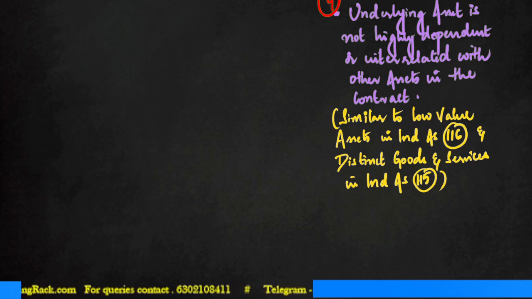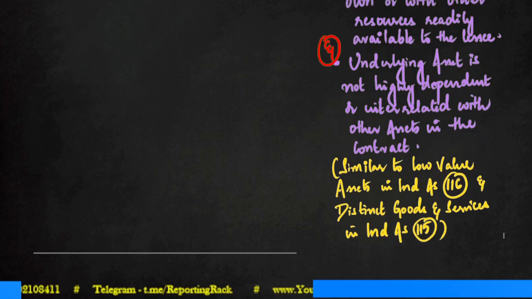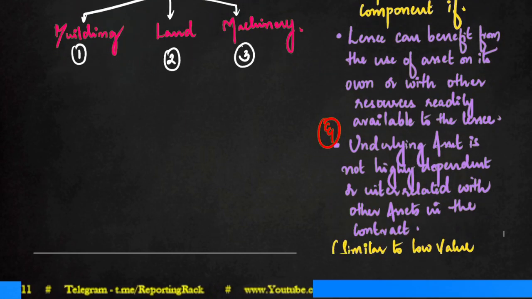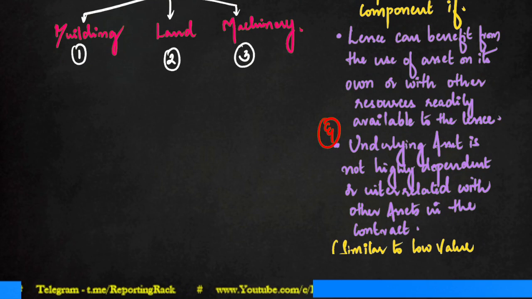That the lessee will benefit from the use of the asset by itself or with other assets which are readily available with the enterprise. And the underlying asset is not highly dependent or interrelated with other assets in the contract. If these two conditions together are satisfied, then you can recognize each of the assets in the contract as a separate lease component. Clear?